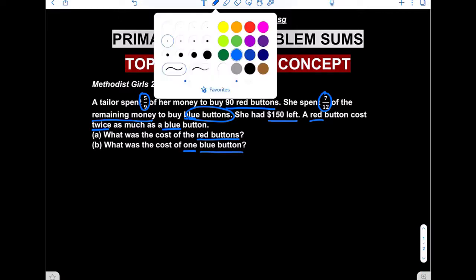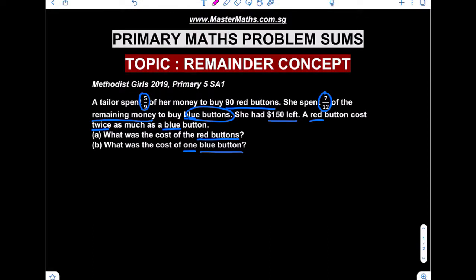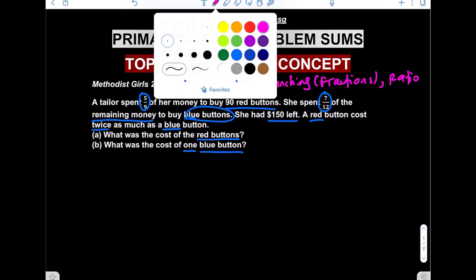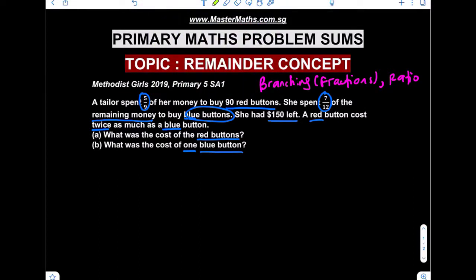Now this question uses our skills of the remainder concept to solve. Having said that, you can employ the branching method to solve this, which will involve fractions, or you can use a ratio technique to solve, because from all these fractions we can identify the relevant number of units, which we can put in a nice ratio format, and that's what we're going to do for these solutions.